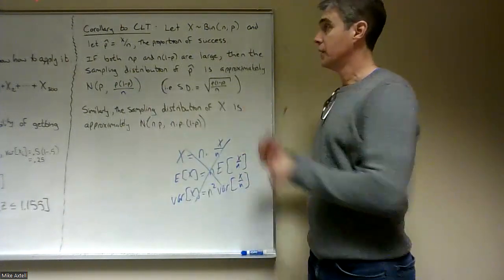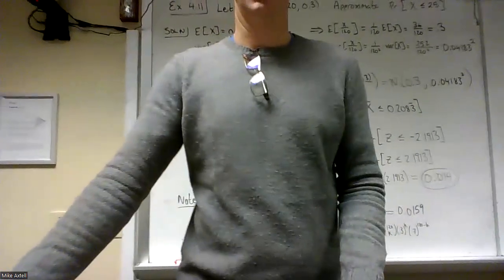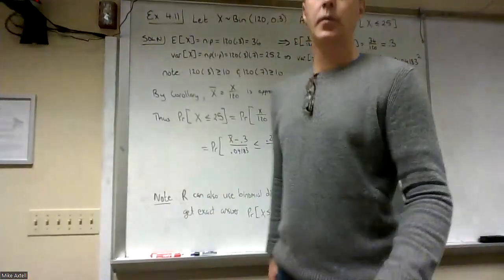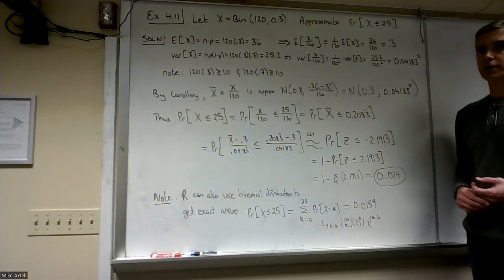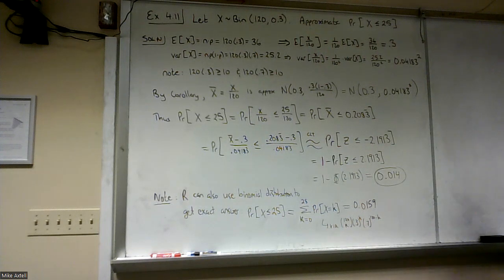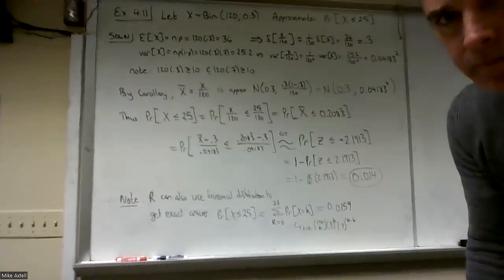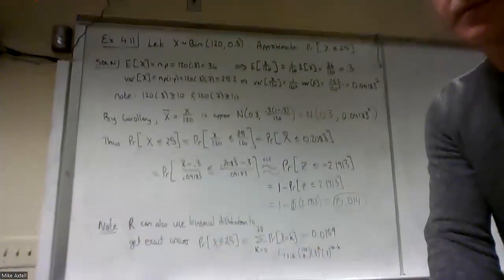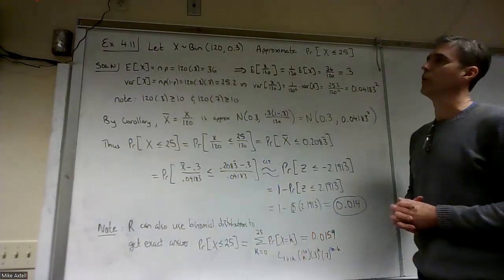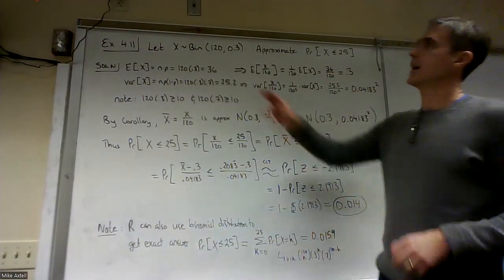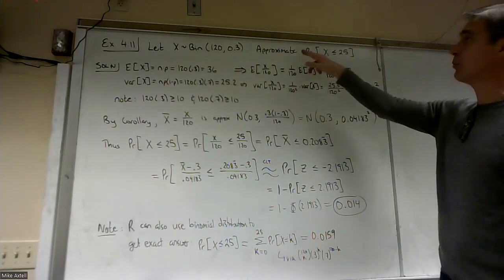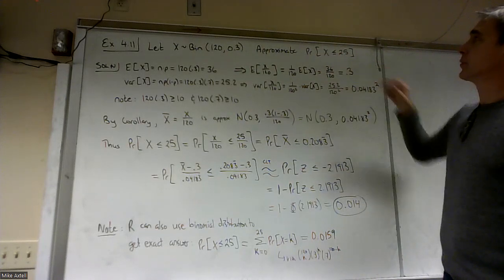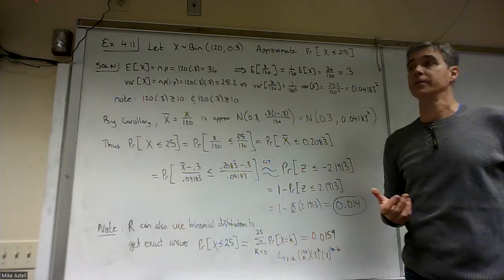Okay. So let's apply this to another example, see how we go. All right. So pause. Copy it down, press play, and scooch this over just a bit. Okay, so this is example 4.11 from the book. So I've got x is binomially distributed with 120 trials and probability of success of 0.3 in each trial. And we want to approximate the probability that x is less than or equal to 25. So if there's 25 or fewer successes, okay?